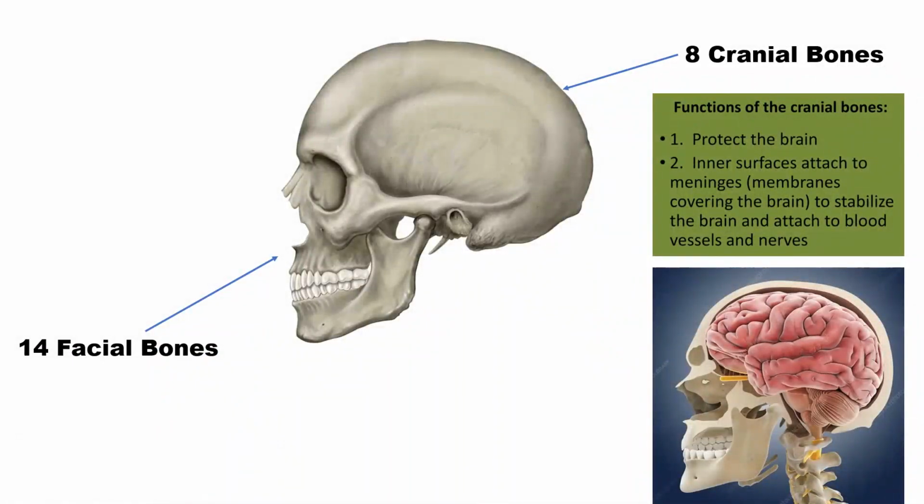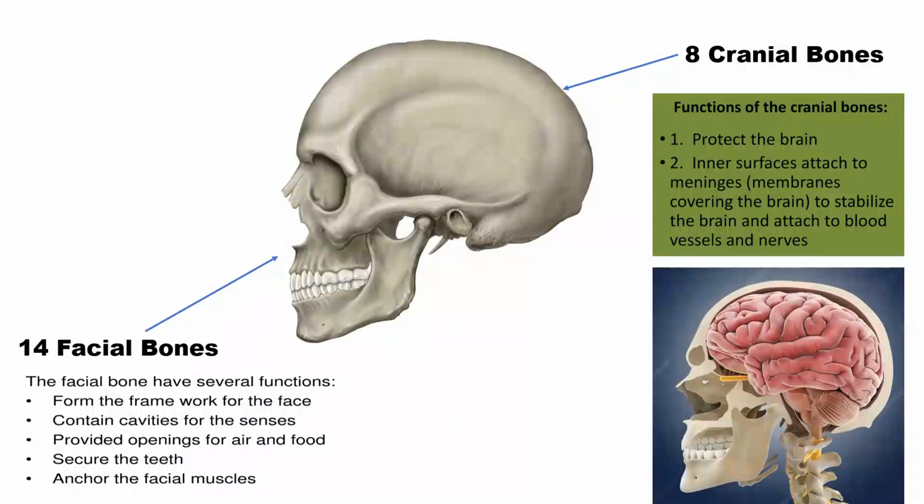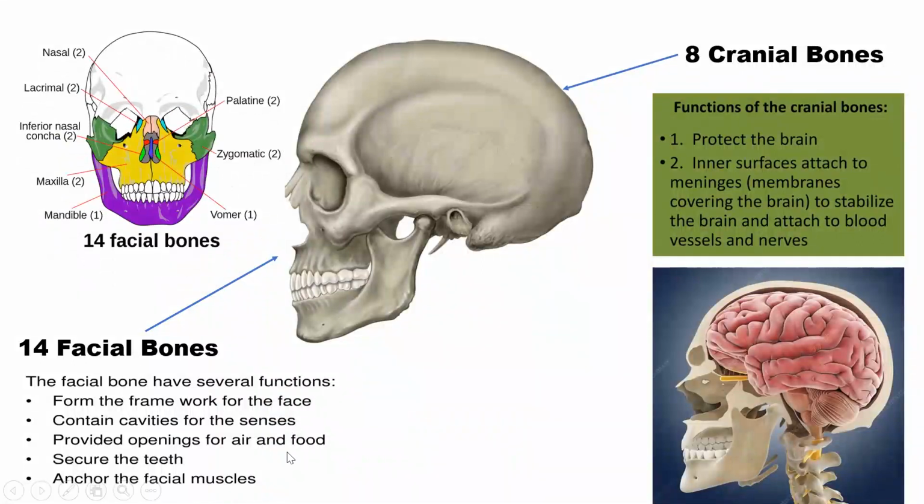Then you have 14 facial bones. The facial bones have several functions. They form the framework for the face and contain cavities for the senses. As you can see here, these are the cavities of the eyes, these are the cavities of the ears. They provide openings for air and food, secure the teeth, and anchor the facial muscles. So these are the 14 facial bones, and these are the 8 cranial bones. Together they form 22 bones.